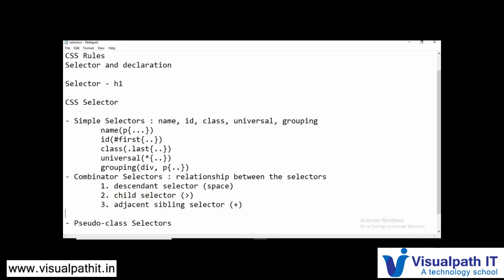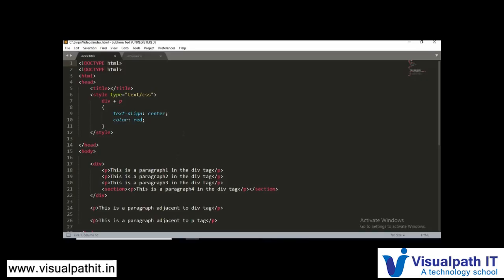Okay, now let's go to the fourth one, that is the general sibling selector, and this is denoted by a tilde. So what is this? A general sibling selector selects all elements that are siblings of a specified element. So the only difference here, let's first run this and see what it is. Okay?